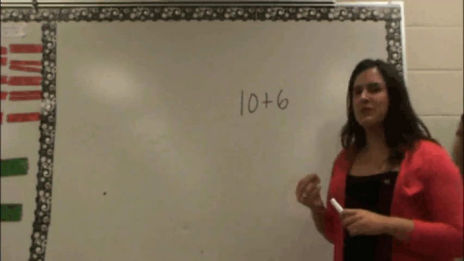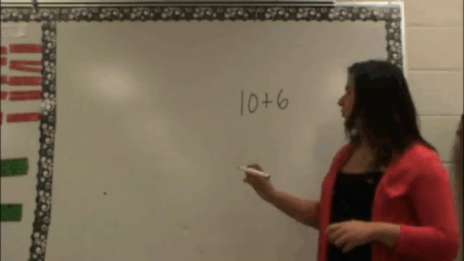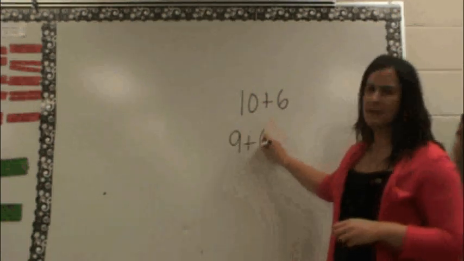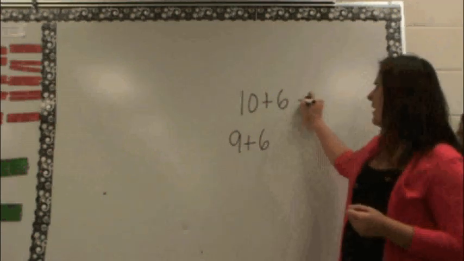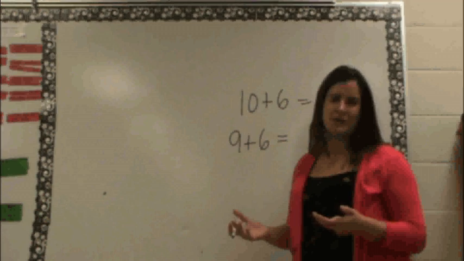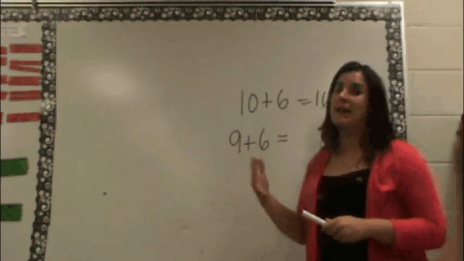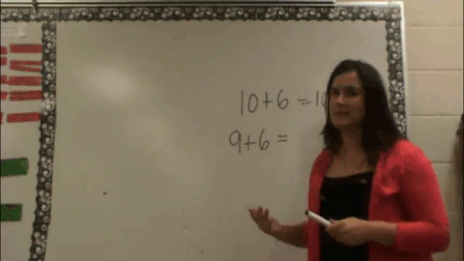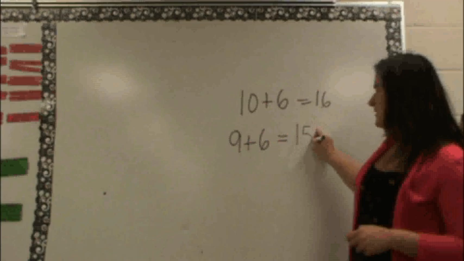Adding 9 to a number resembles adding 10 because 9 is really just 1 away from 10. So when you add 9 plus 6, what you really want students to think is, well, I know what 10 plus 6 is. That was 16. 9 plus 6, can it be bigger than 16? Of course not. Right? 9 is a smaller number than 10. So the answer has to be less than 16. Well, how many less than 16? There's really 1 less than 16. So the answer would have to be 15.